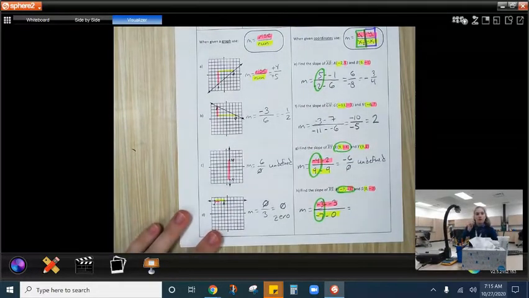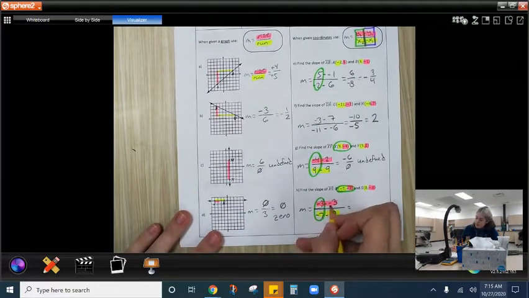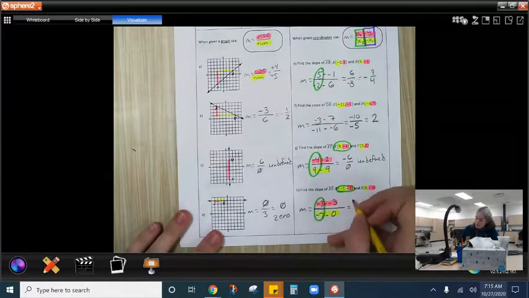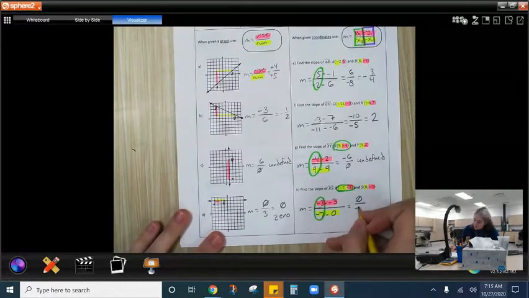It's undefined, so it's one of those vertical lines. I can't walk it. And this one right here, negative 3 minus a negative 3. So that's really negative 3 plus 3. Excuse me. So that's a 0. And then over negative 7 minus 0, which is negative 7. So that's just going to be 0.